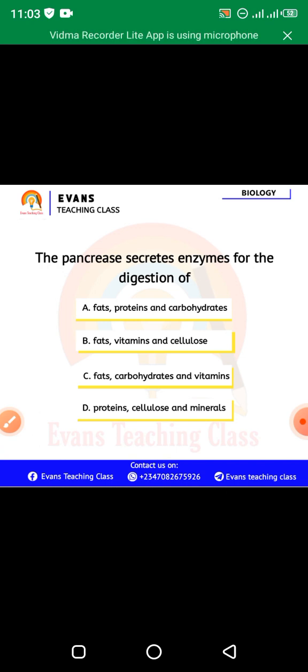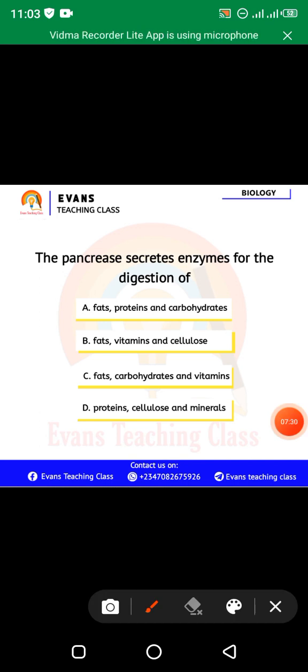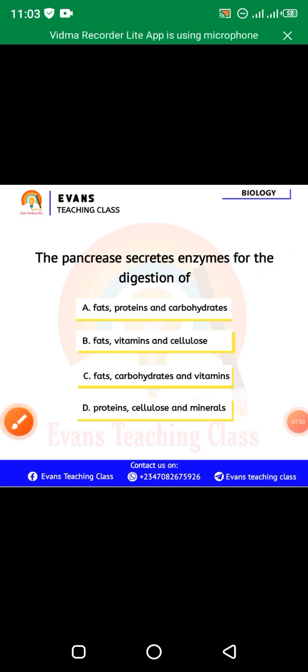Pancreatic lipase acts on fats. Amylase acts on starch, which is a carbohydrate. Trypsin acts on protein. So that is that. So our right option here is option A. So let's move to the next question.